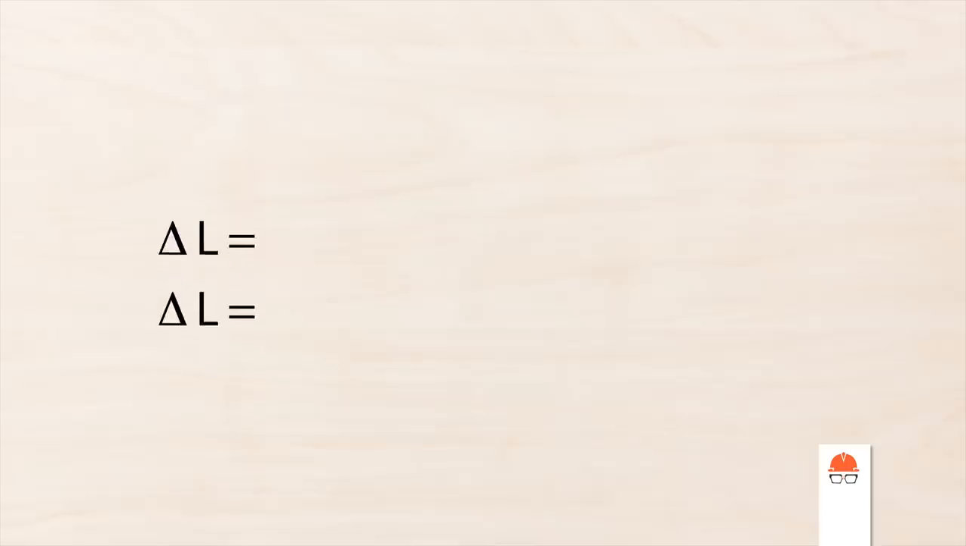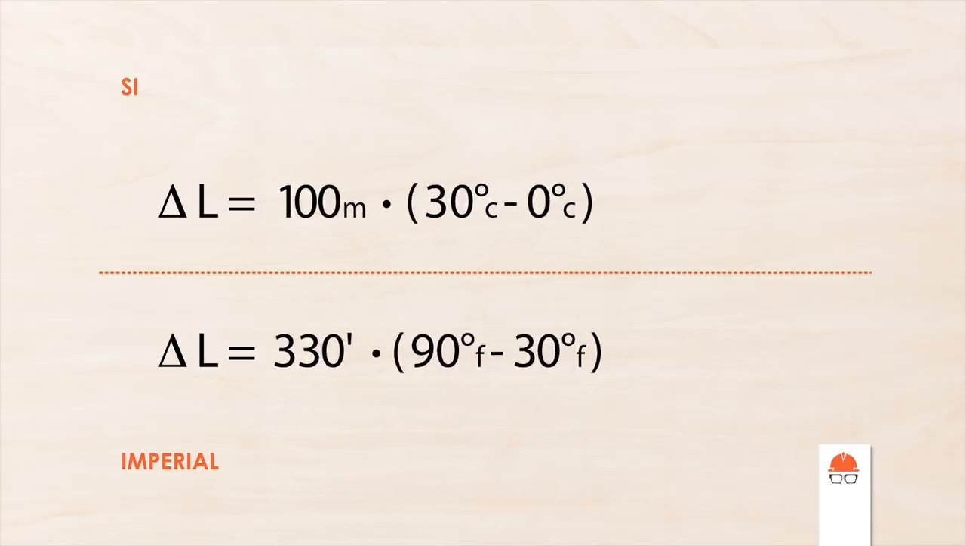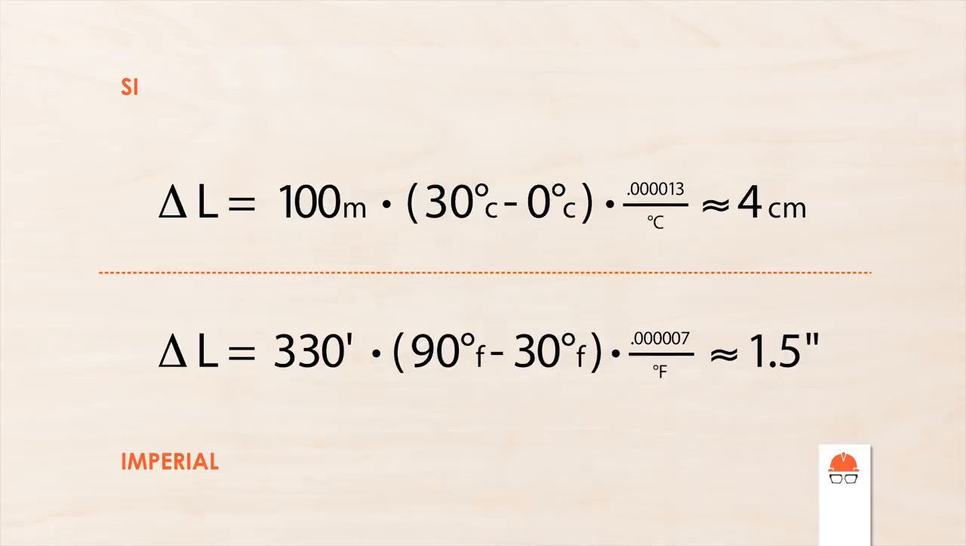Let's look back at our formula and plug in some numbers for a very typical situation. If we enter values for the average length of a city block, the average high and low temperatures in a given year, and the thermal expansion coefficient for concrete, we can see the total movement of a sidewalk over the course of a year can be upwards of 4 centimeters or 1.5 inches.